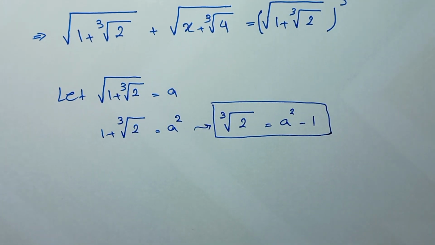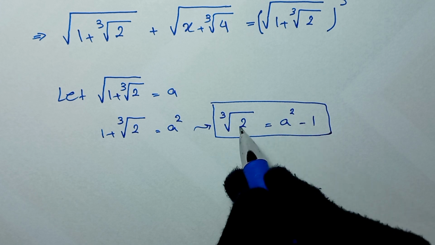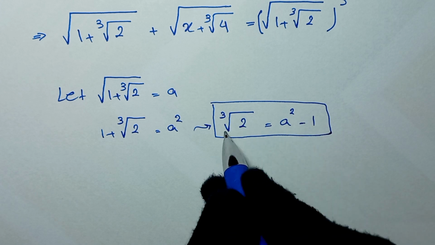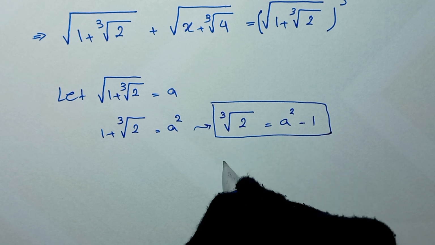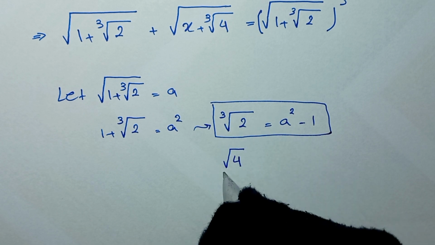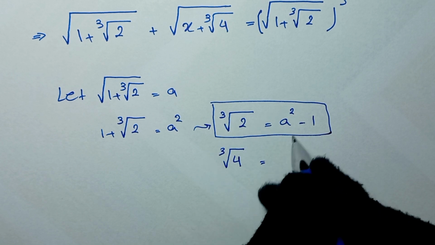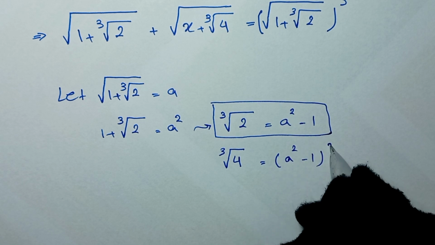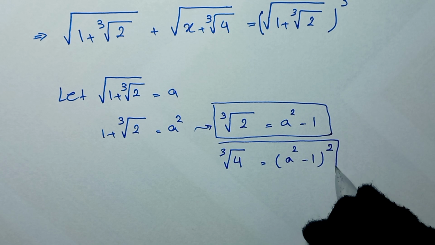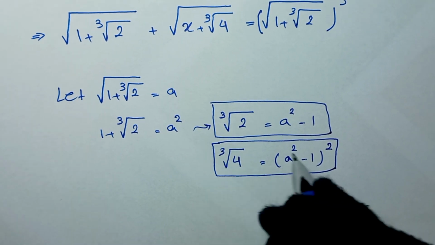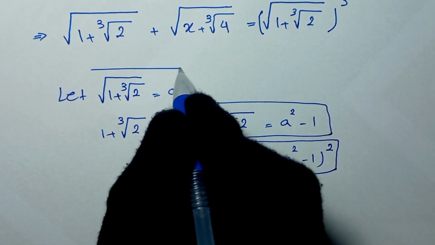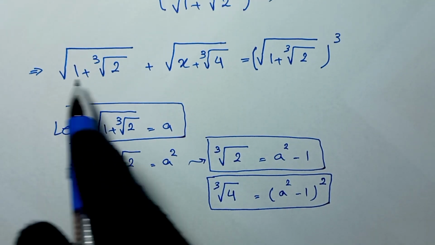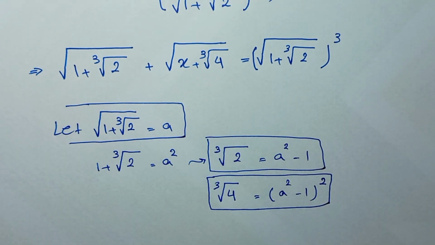And in here, if we square both sides of the equation, it will be this to the power of 2 and this to the power of 2. So we write cube root of 2 to the power of 2, it will be cube root of 4, right? Is equal to this to the power of 2, a square minus 1 to the power of 2. So in here, we have 3 equations, and we substitute in this equation.